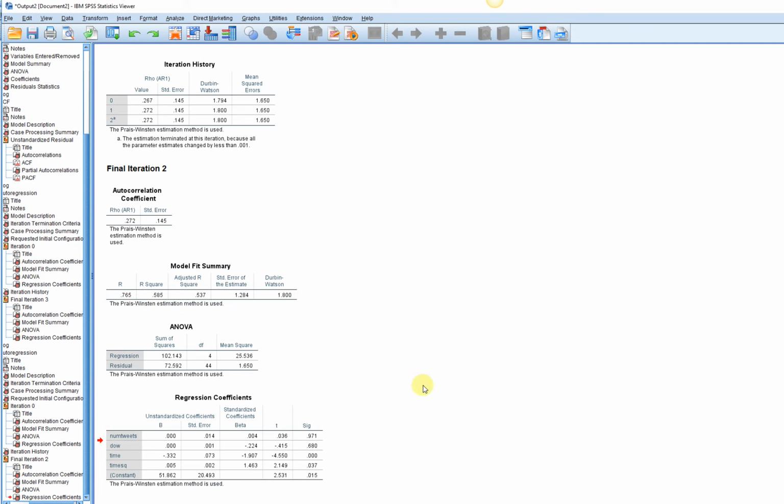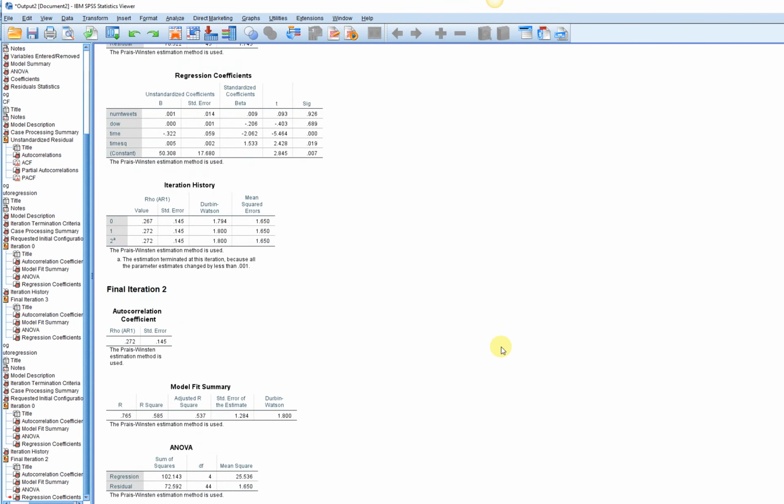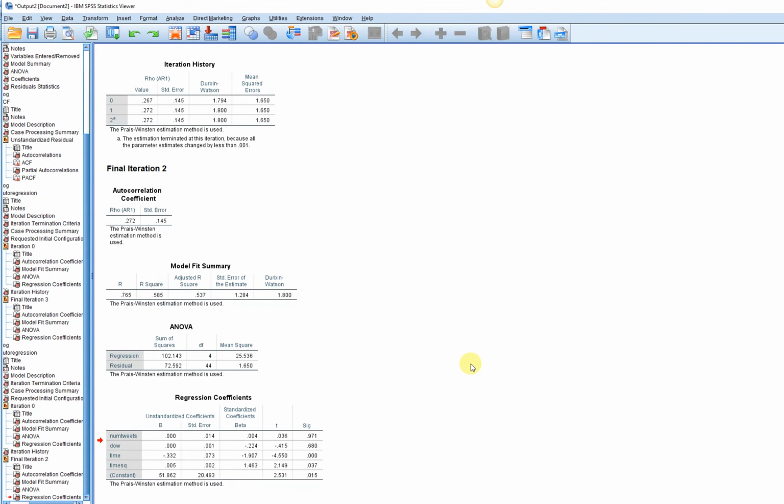So at any rate, that's just a quick overview of these two procedures in SPSS. Like I said, I would tend to probably favor the Prais Winsten method, just because you do lose some data when you are running the Cochrane Orcutt, and particularly if you have a smaller sample size, then you don't want to lose data and have your power decrease because of that.